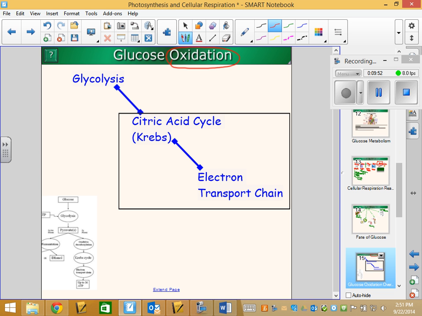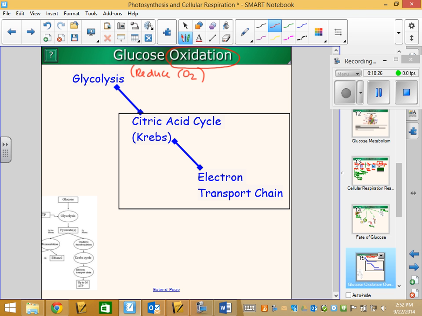In photosynthesis, I made glucose by reducing CO2. So it makes sense that when I use glucose, I oxidize it. So remember, I can reduce CO2, but I oxidize glucose. Glucose oxidation is what we sometimes call cell respiration, because that's what's happening. And there are 3 steps.